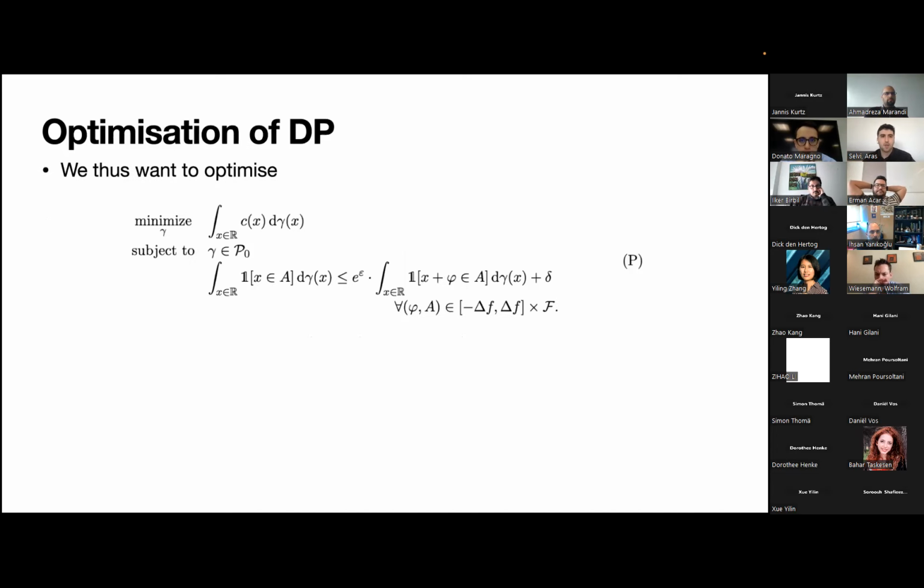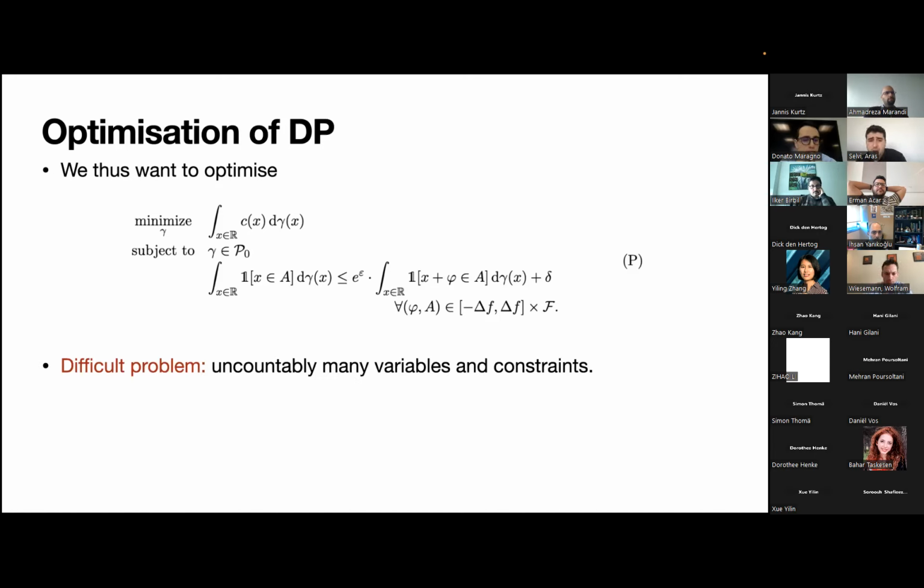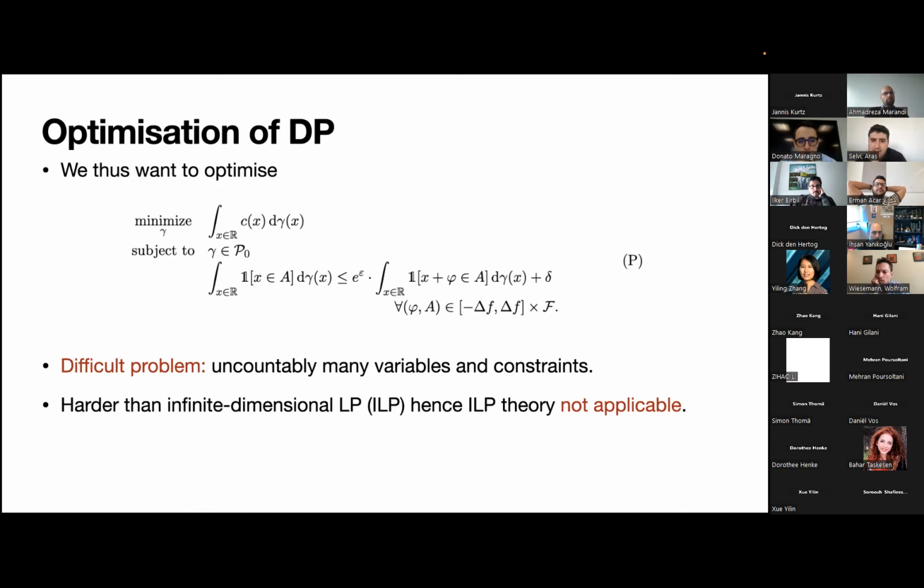So overall, we have an optimization problem. We are minimizing what I just showed you over differential privacy constraints and the fact that gamma is a probability measure. Unfortunately, this is a very hard problem. We have uncountably many decision variables and constraints. And the closest problem we know from the literature is the infinite dimensional LP. However, it's not applicable here because this problem is significantly harder.